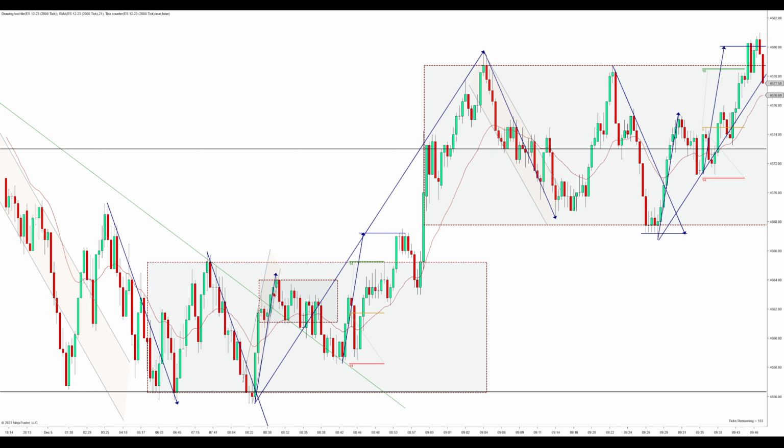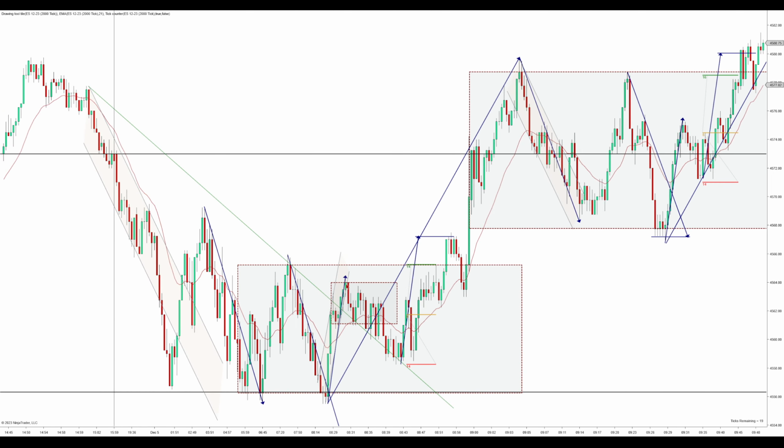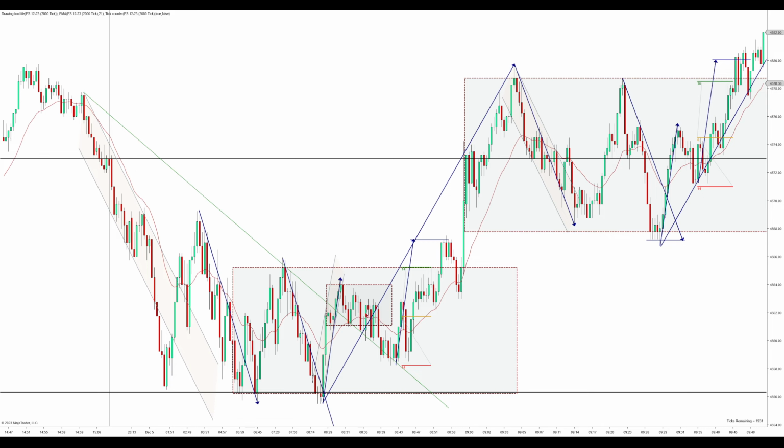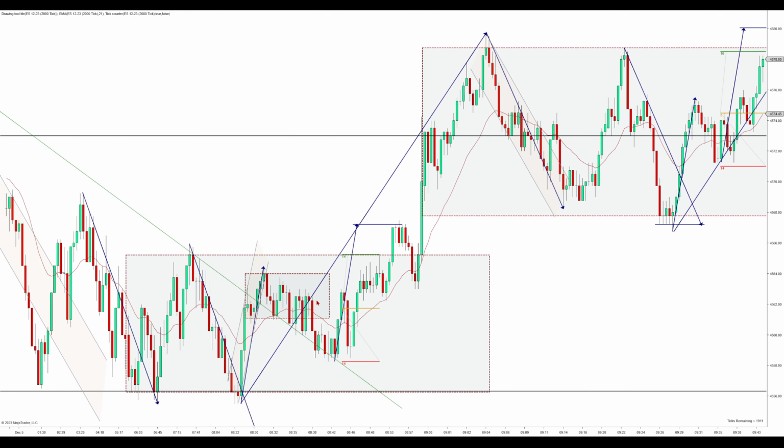I take that back. It's an ideal area. You just don't get an ideal setup. So, this is a good place to look for a reversal pattern. You just don't get a clean setup on it. So, just not the best trade right here.